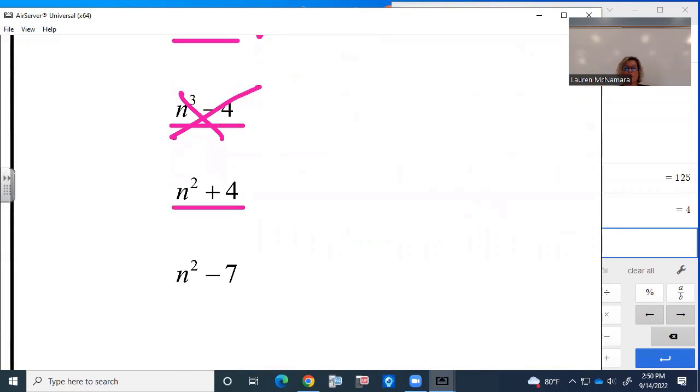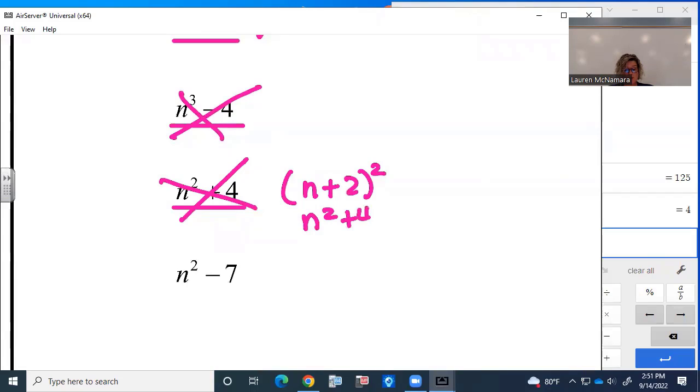N squared plus 4. Is subtraction happening? No. Are both terms cubes? No. Then it's not factorable. A perfect square plus a perfect square is not a factorable binomial. That's not factorable. Because if you have n plus 2 squared, that's actually n squared plus 4n plus 4. Remember, a binomial squared is always a trinomial. So that binomial is not factorable.